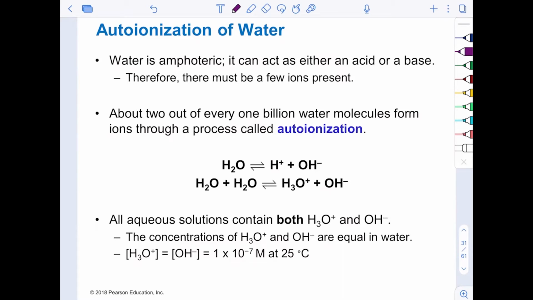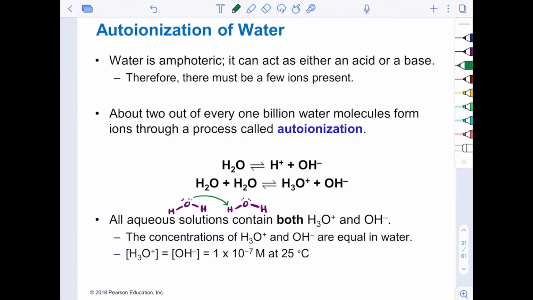About 2 out of every 1 billion water molecules form ions through a process called autoionization, where water splits into H plus, the proton, and hydroxide, OH minus. You can also think about it in terms of 2 water molecules doing a proton transfer where one is acting like an acid and one is acting like a base. So let's go ahead and just draw that out on that second reaction with some curved arrows.